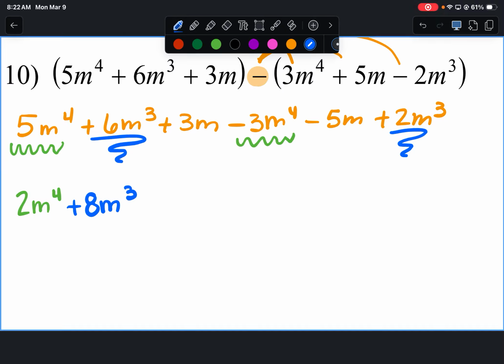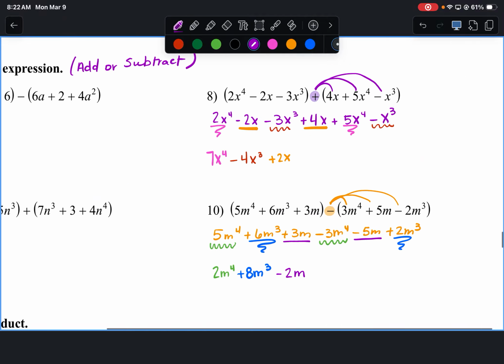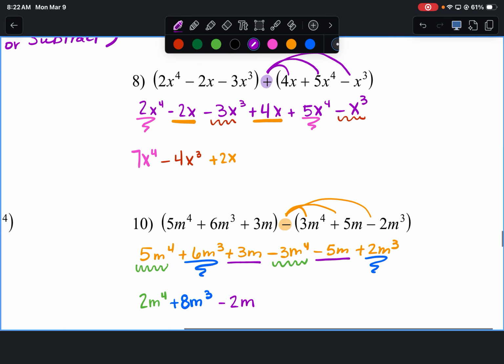All right, then what's going to go last? So what is 3m minus 5m? It is negative 2m. So that is our questions 8 and 9, okay?